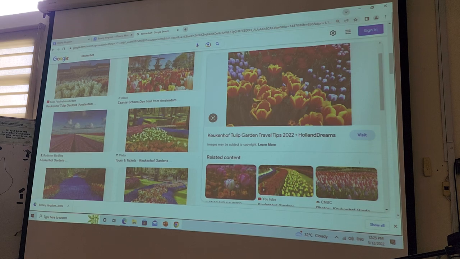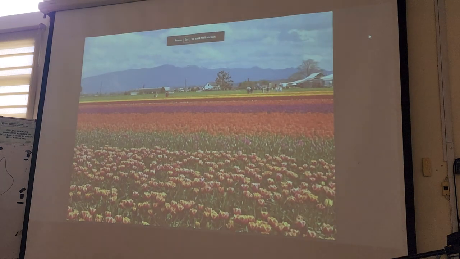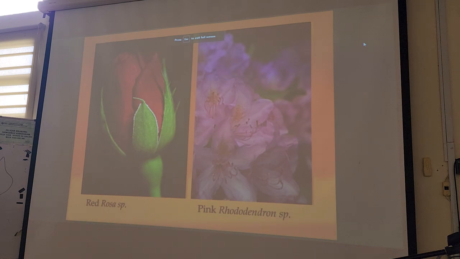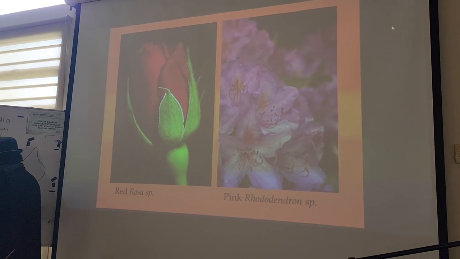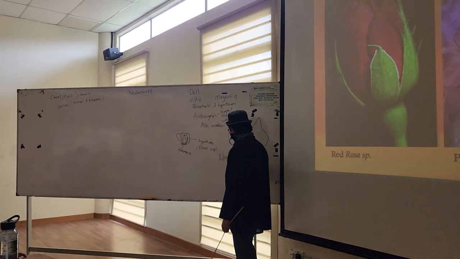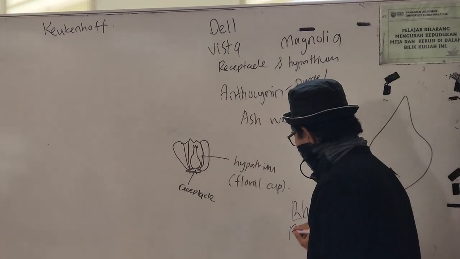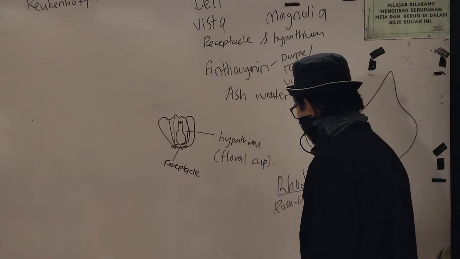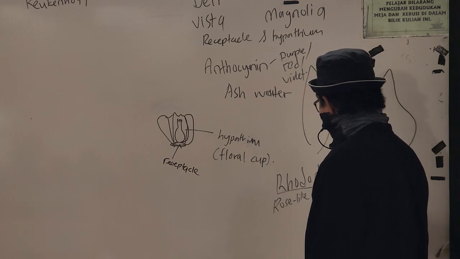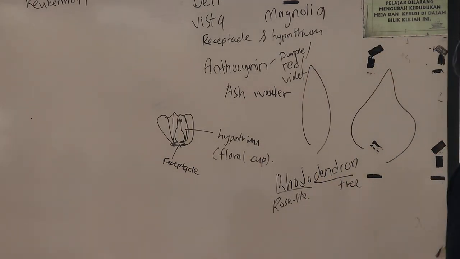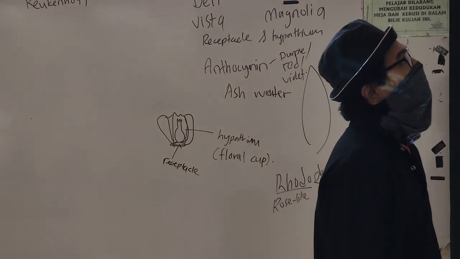Come back to reality. Next. Okay, got the rose, pink rhododendron. We have the plant in Malaysia, somewhere at high altitude in Sabah, but the flower is not very showy like this. Rhododendron: rhodo means rose-like, dendron means tree. Rose-like tree. Right? Okay. Next.